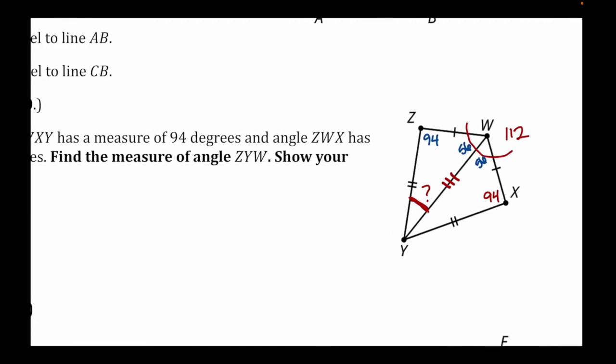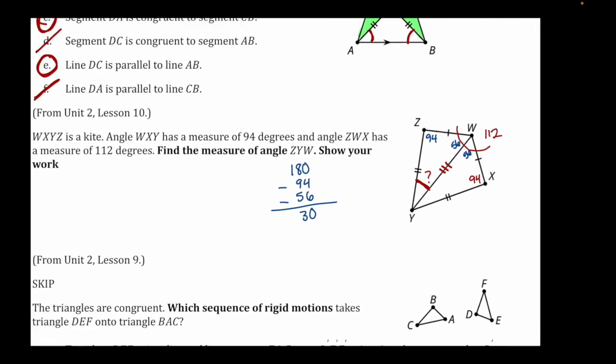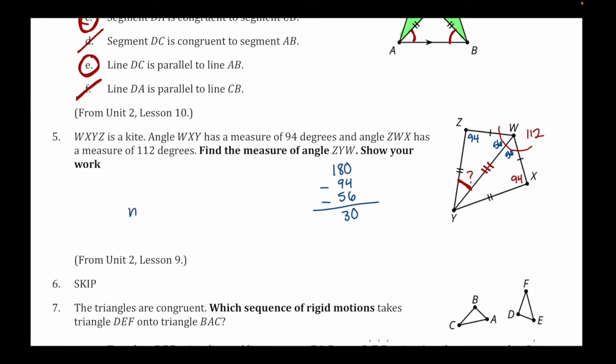So I can say 180 minus the 94 and minus the 56. 94 and 56 are actually going to add up to 150. So 180 minus 150 should give us 30 degrees. So my answer for the measure of angle ZYW is 30 degrees.